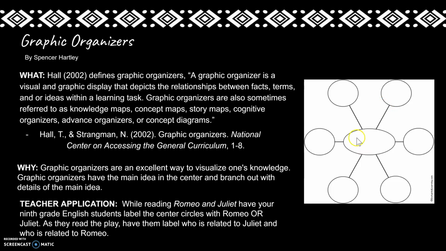And then when you branch out, sure, you could put their attributes, their traits, whatever. But my more specific idea was to do their family members, because I remember when I was reading Romeo and Juliet, I would always get kind of confused on who was related to who. So you could put Romeo Montague in here, and then you could have Mercutio and Benvolio and his family. And then on the other hand, you could have Juliet Capulet and Tybalt and Paris and her family.